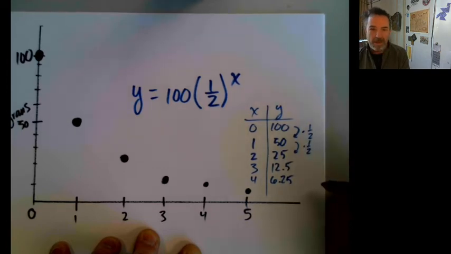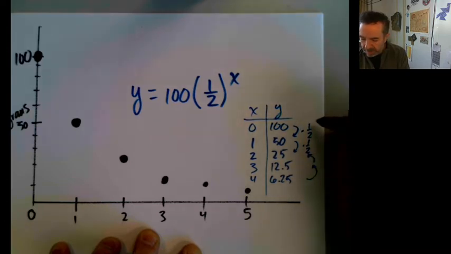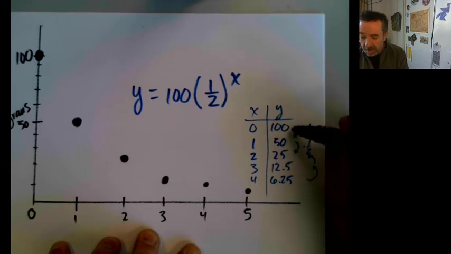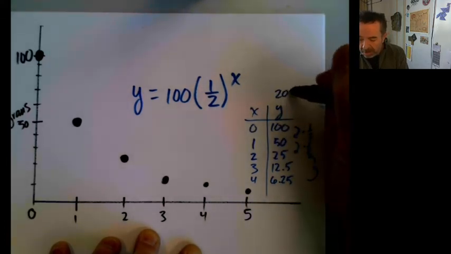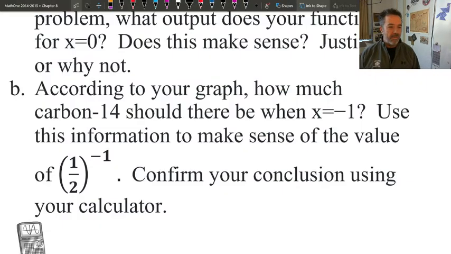Now, if I was to go backwards on this list, every single time I go this way, I would be doubling. 25 times 2 would be 50. 50 times 2 is 100. 100 times 2 would be 200. So way up here, when x is -1, I would expect to see 200. So that means when I have a negative exponent, when I'm looking at this expression, 1/2 to the -1 power, that has to equal the number 2.